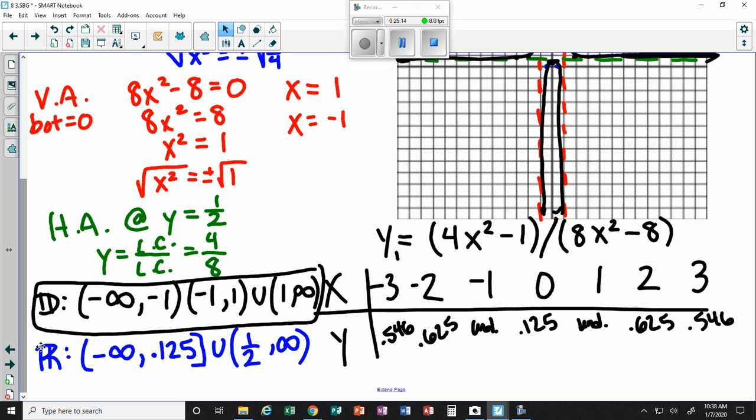What if you take pre-calc next year? That's if you do these.